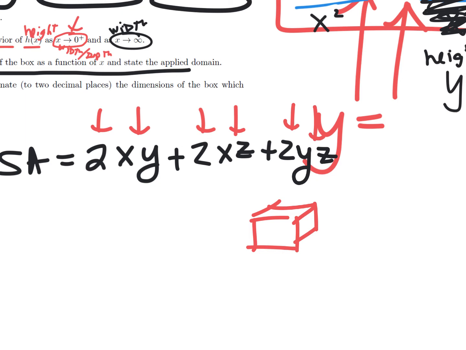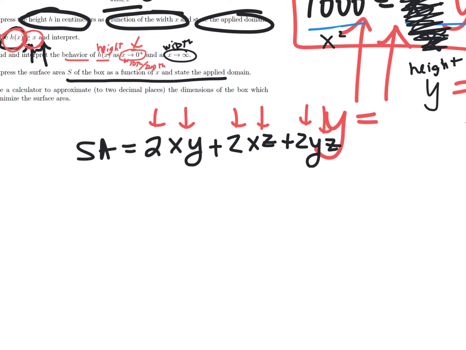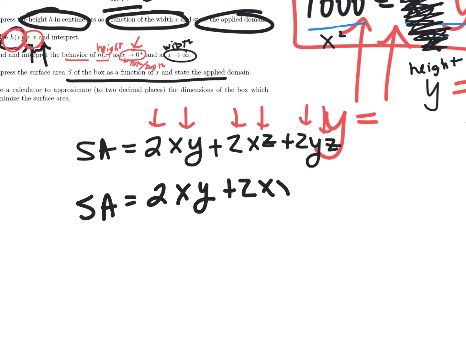So underneath this, we put in what we know. Did they tell us a surface area? No, they didn't. So we leave this as SA. And you could have just picked a letter if you wanted, but I like surface area for SA. And 2xy is fine, but 2xz doesn't make any sense. We don't actually have a z. Z is really also x.